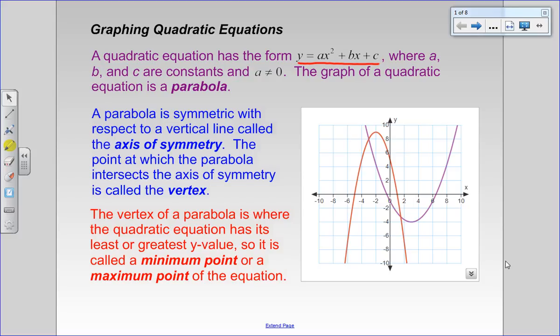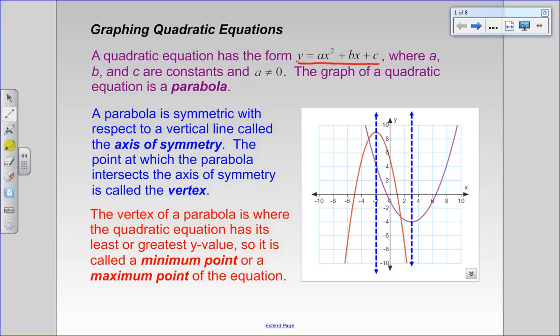Two examples of parabolas are shown on the coordinate plane. Let's look at each one in a little bit more detail. The purple parabola, we say, opens upward, and the axis of symmetry for this parabola would be the vertical line x equals 3. The red parabola, we say, opens downward, and its axis of symmetry would be the line x equals -2.